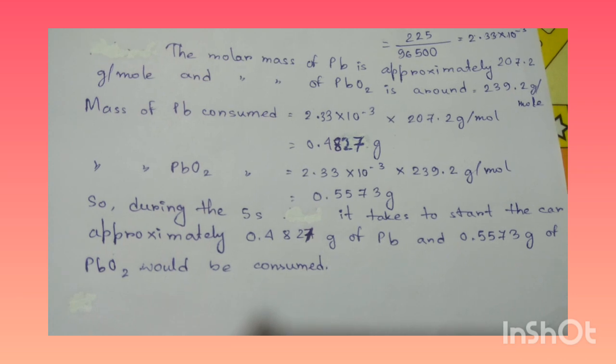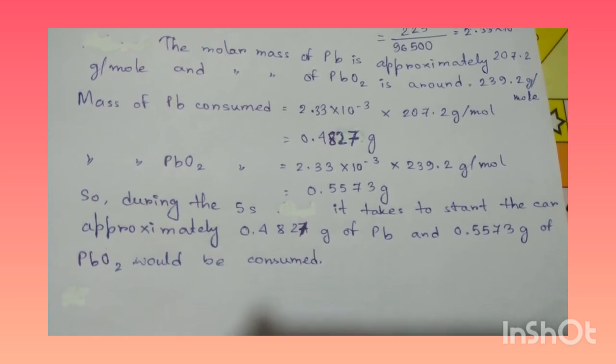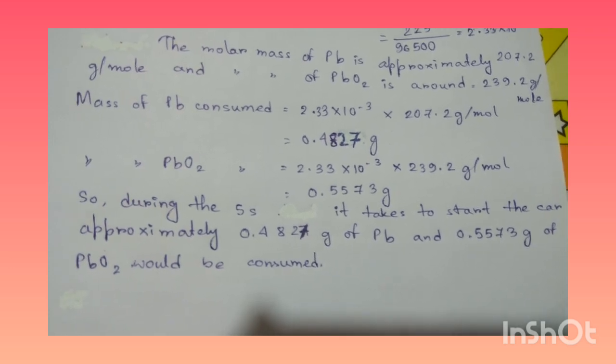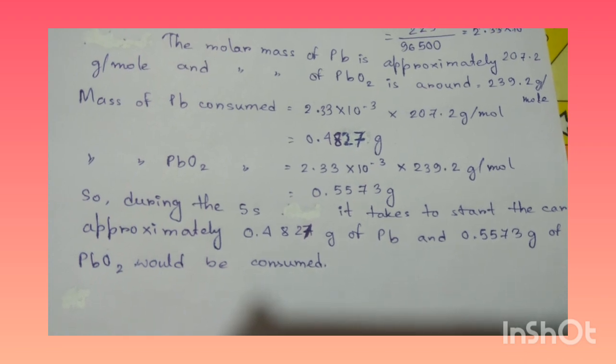So during the 5 seconds it takes to start the car, approximately 0.4827 gram of Pb and 0.5573 gram of PbO2 would be consumed. So that's it.